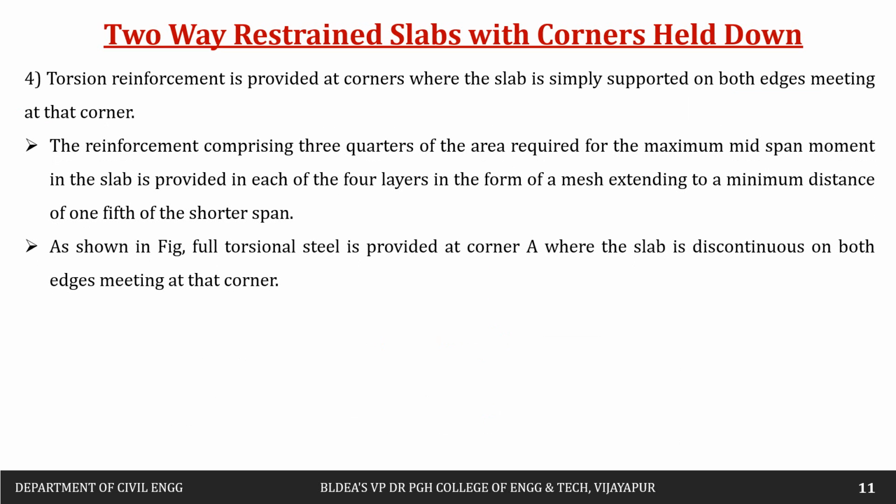The next is that the reinforcement comprising 3/4 of the area required for the maximum mid-span moment in the slab is provided in each of the four layers in the form of mesh extending to a minimum distance of 1/5 of the shorter span. So the reinforcement we are going to provide as torsional reinforcement will be 3/4 of the area required at the maximum mid-span moment, provided in the form of mesh to a minimum distance of 1/5 of the shorter span.